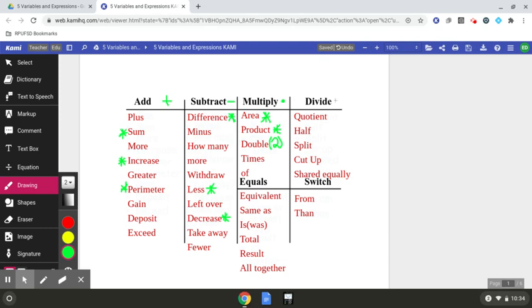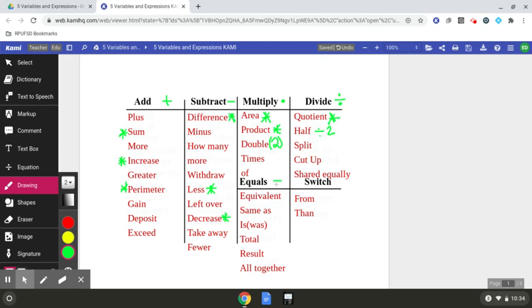Then we have division. So divide, we use the division symbol. Remember that division can also be written as fractions, okay? Quotient is the first one. That's definitely one of the more common division words. We have half, which means we would divide by 2. Cutting something in half means dividing it by 2. Split, cut up, or shared equally.